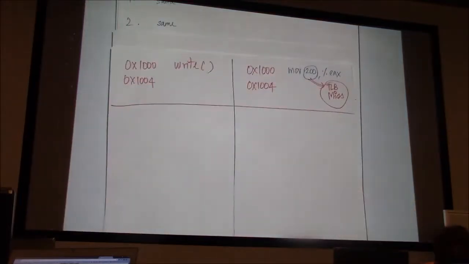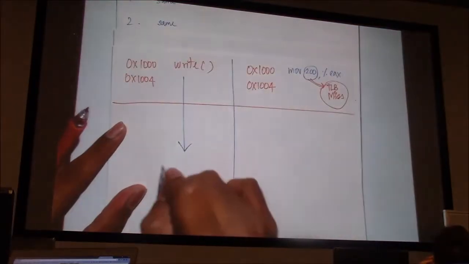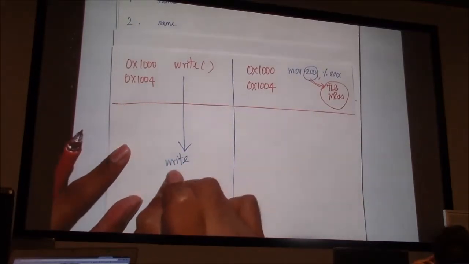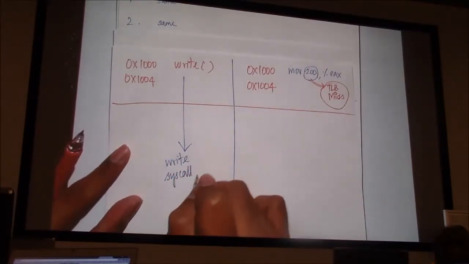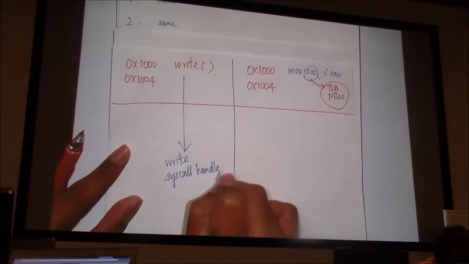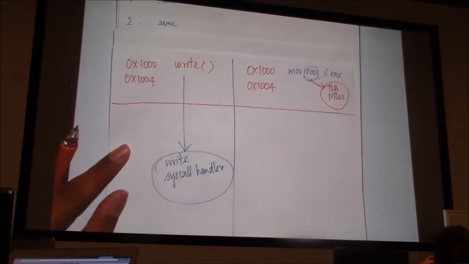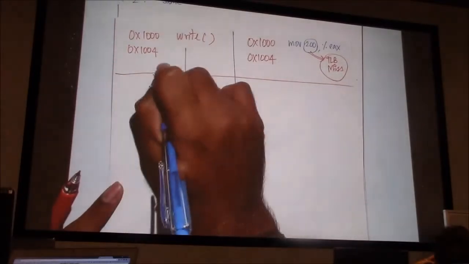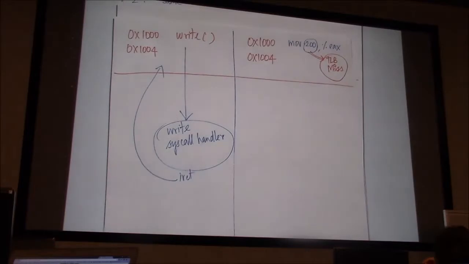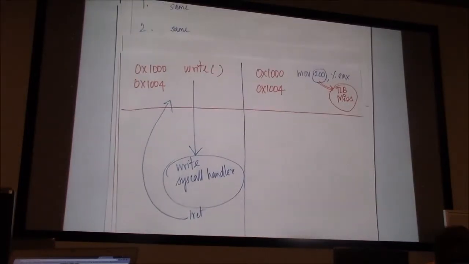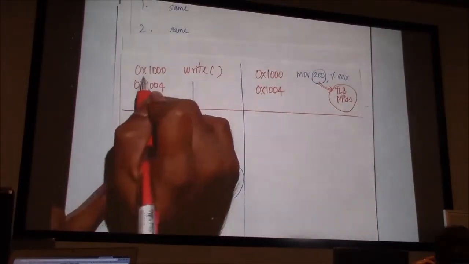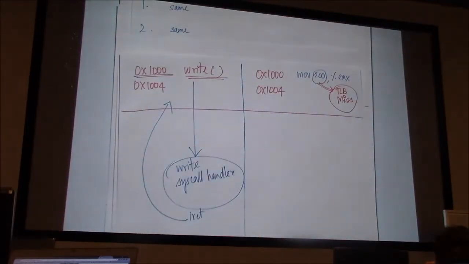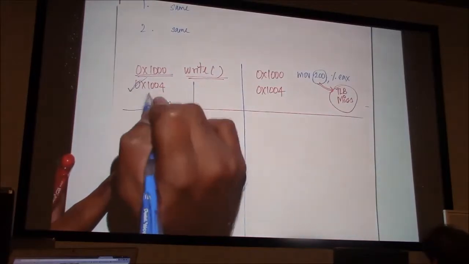In this case, whenever we trap into the operating system, we have the write syscall handler here. The write syscall handler will execute, and once the write syscall handler executes, we return. So we do IRET, and now we go here. After we return from a syscall handler, the instruction that is going to be executed is not the current instruction, because that was already done. It is going to be the next instruction. So here it is going to be 1004.